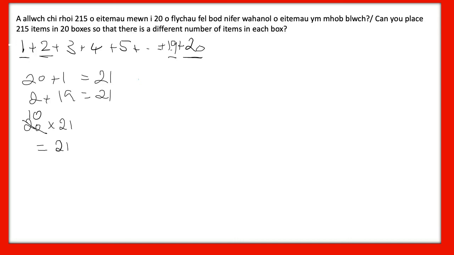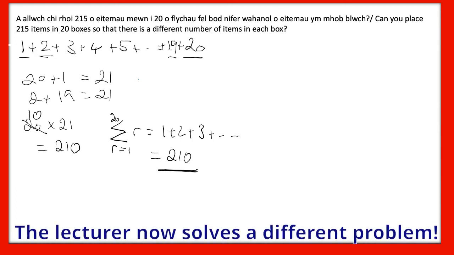So that means that if I wanted to do the sum between r equals 1 and 20 of the r's, which means 1 plus 2 plus 3 plus, that's got to be equal to 210. But I've got 215 items. If I wanted to have a different number in each box, then I could only have 210 because I've got a remainder of 5.